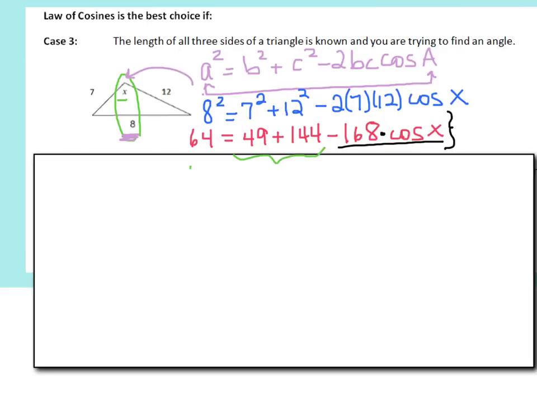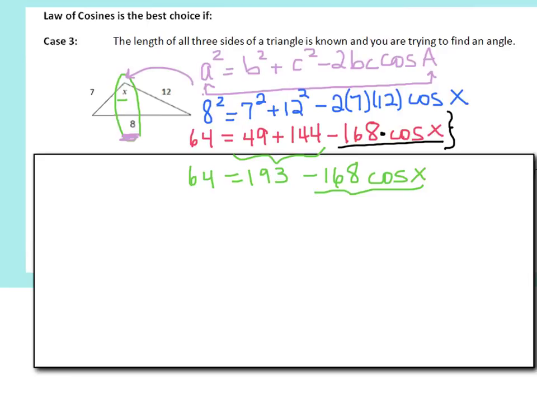We simply add. So we have 64 is equal to, and then I would type 49 and 144 into my calculator. 49 and 144 would be 193. And then we subtract our 168 cosine of x. Now again, these units are held together, so notice I did not take 193 minus 168. We're not allowed to do that.